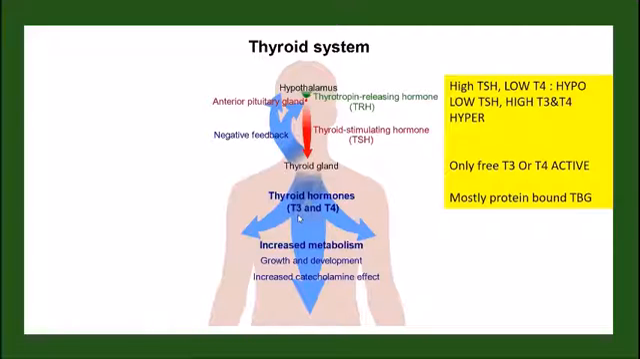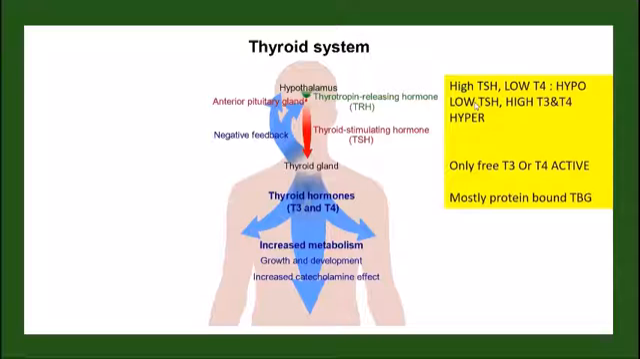These two hormones, the T4 is basically converted in the periphery, especially more than 80% of the T4 is converted to T3. T3 goes to the nuclear receptors, and the nuclear receptors result in change in metabolic rate. So there's increased metabolism in hyperthyroidism and reduced metabolism in hypothyroidism.